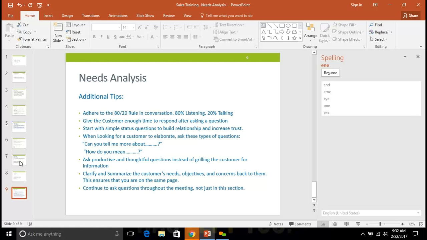And then the last point here is to continue to ask questions throughout the meeting. So don't think just because you did a needs analysis and asked a lot of questions that you're done asking questions. You're asking questions throughout the presentation, but this is a part where you're heavy in the questions. It's all about getting their needs, motivations, and objectives out on the table so you can best move forward with the rest of the solution.